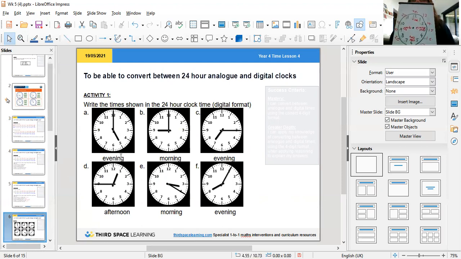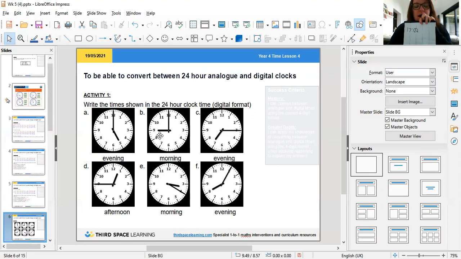So I'm going to find on my clock 5 o'clock. Now I know 5 is PM, so I'm going to jump out to 17. Now I can't just write 17 because in a digital clock there needs to be 4 numbers. So I'm going to do 17, 00.